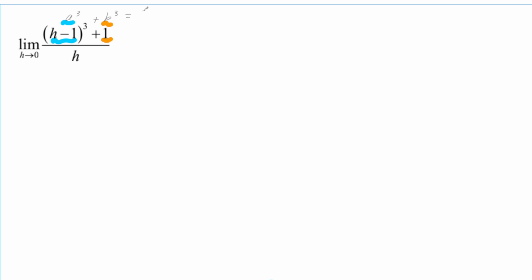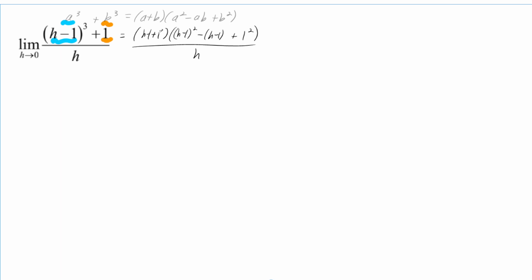So if we remember what the formula is, it is a plus b times a squared minus ab plus b squared. So if I plug into that, it would be h minus 1 plus 1 times some other stuff: h minus 1 squared minus h minus 1 times 1, which is just h minus 1, plus 1 squared. And now all that would be over h.